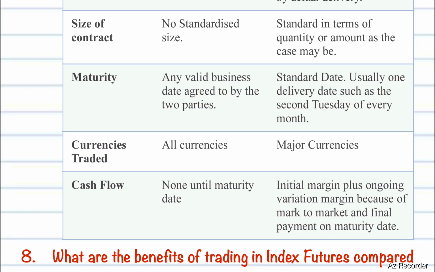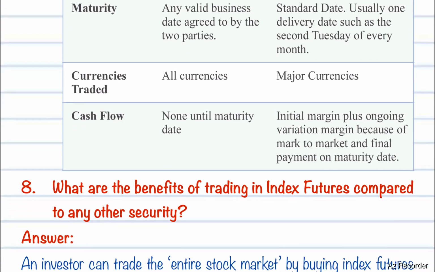In case of forward contract, there will be no cash flows until maturity date. In case of future contract, initial margin plus ongoing variation margin because of mark to market and final payment on maturity date will be there.